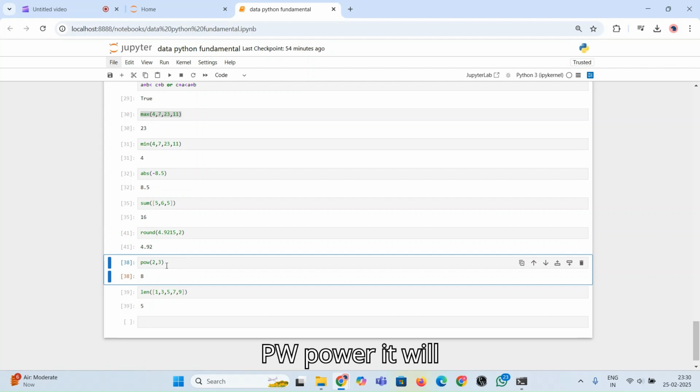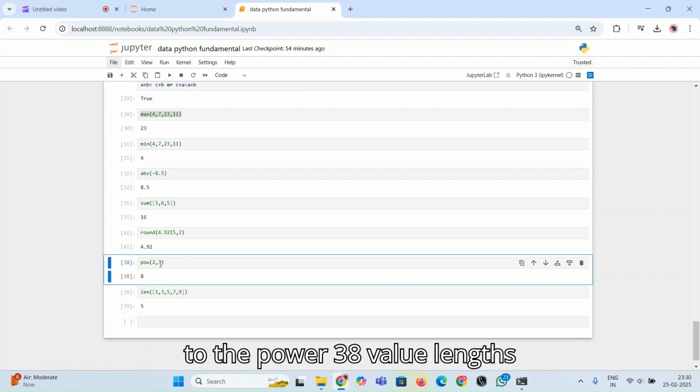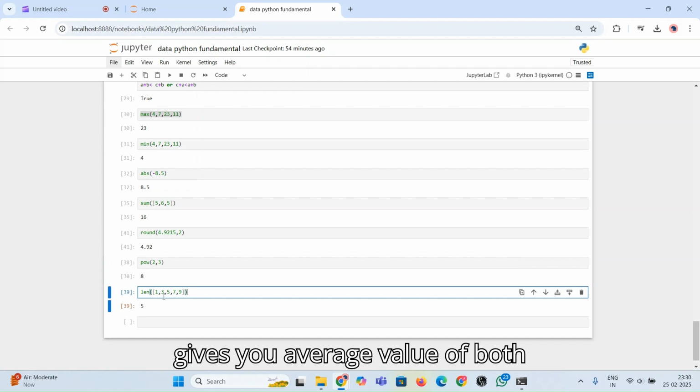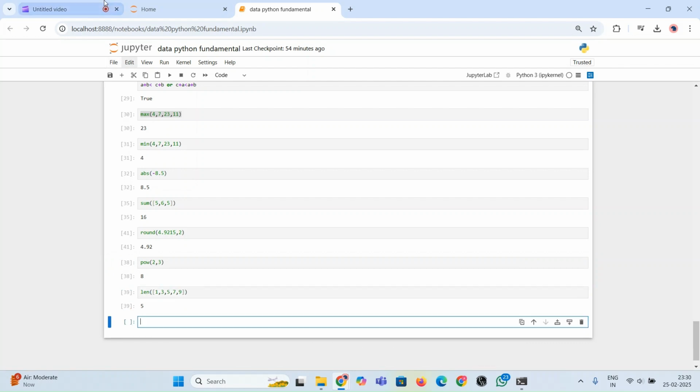And pow, power, it will give you to the power 3. Okay, to the power 3, 8 value. Mean gives you the average value of both digits. It will give you the average.